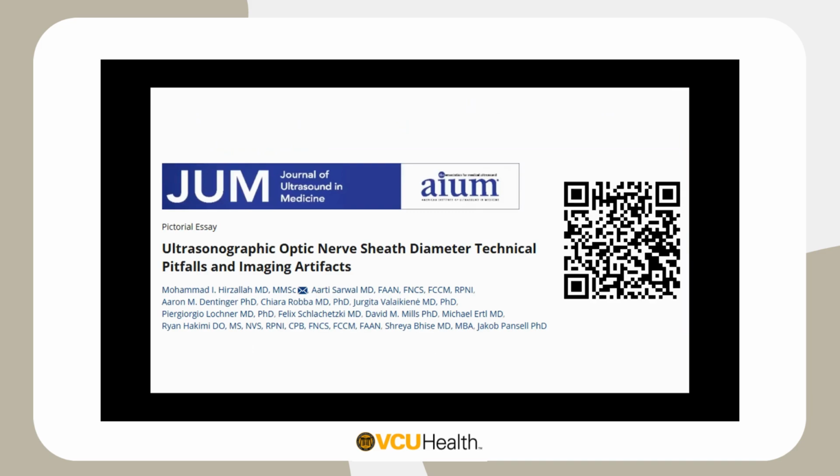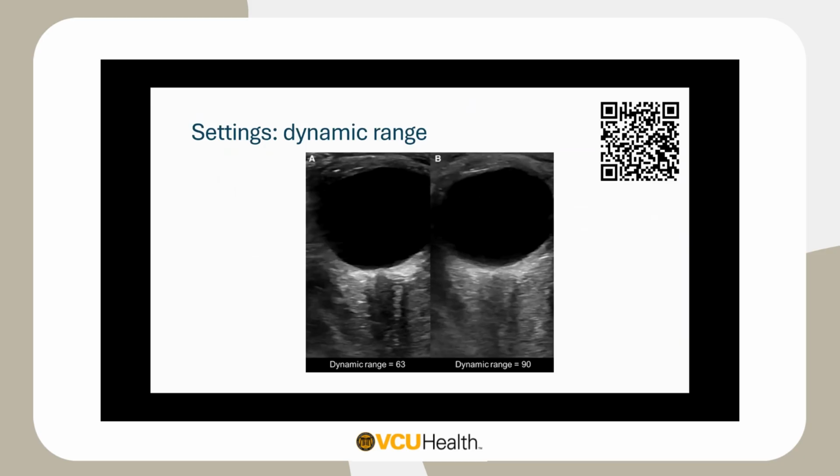Another thing that is not discussed often is the importance of ultrasound settings and artifacts in measuring ONSD. So I'll give a few examples. If you are interested in seeing more, you should check that manuscript out. This is, for example, what changing the dynamic range does to your image. Think of it like the Hounsfield units on a CT scan, or your windowing on a CT scan. So changing your dynamic range can change the number of shades of gray that is presented to you and can make the boundaries of the optic nerve sheath clearer.